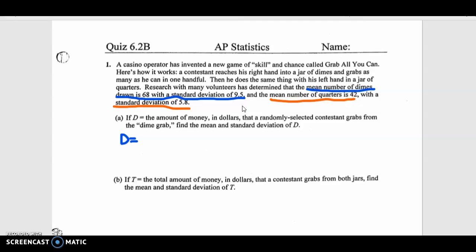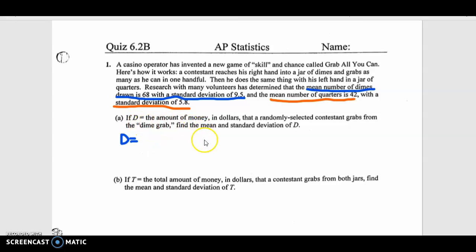So this problem was about this game where you just reach your hand into a jar and you grab as many coins as you can. So there were dimes and there were quarters. I underlined the key information about dimes in blue and the information about quarters in red. I'll try to keep the colors going throughout.